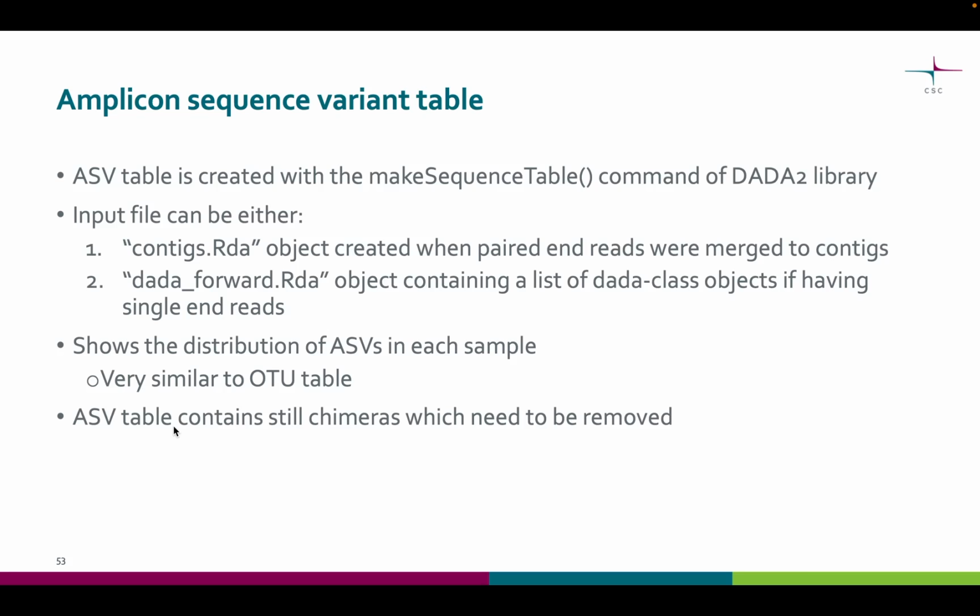And what is an ASV table? I will show an image in the next slide, but for now I could say that it's very similar to the OTU table, if you are familiar with that. All in all, it's used to show the distribution of ASVs in each sample. And the ASV table still contains chimeras, which we will remove after a few slides.